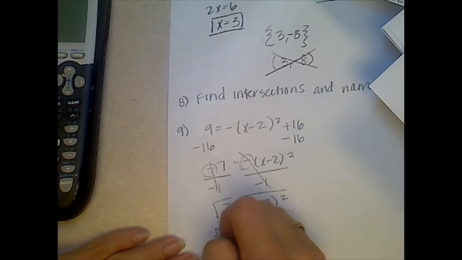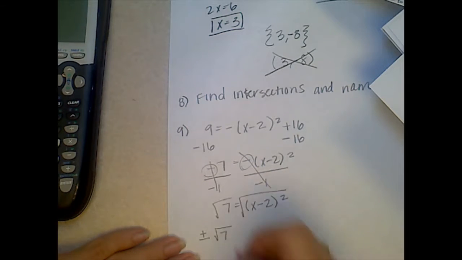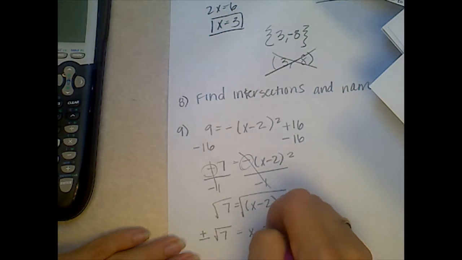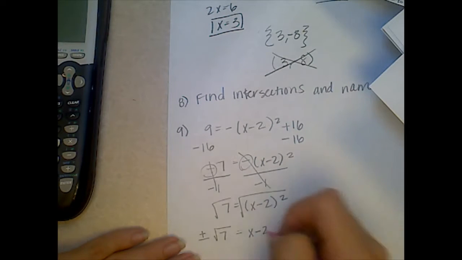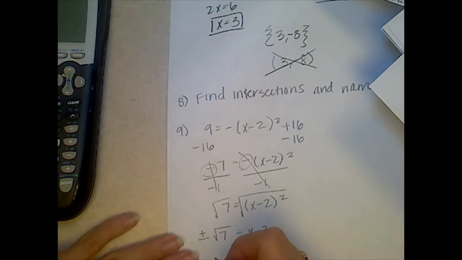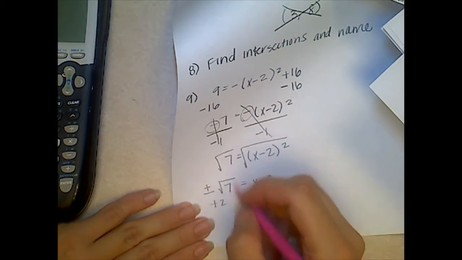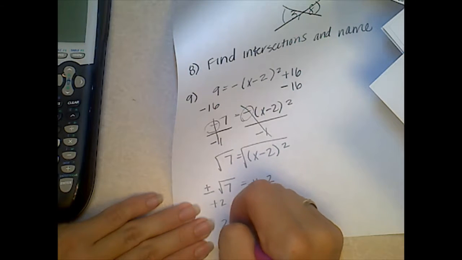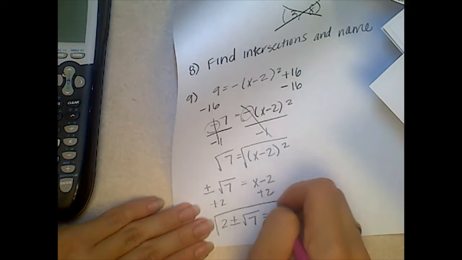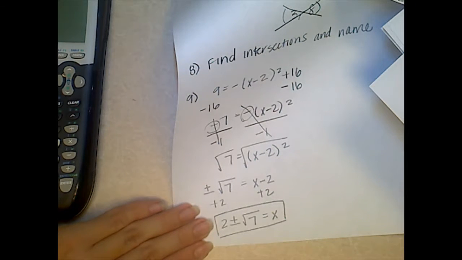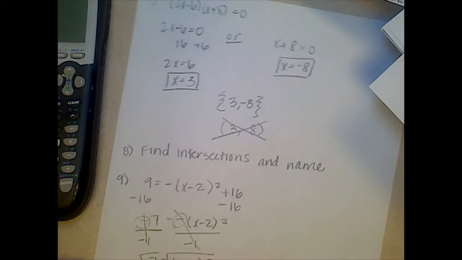And I get the square root of 7 plus or minus that equals x minus 2. Now all I have to do is add 2 to both sides, and I'm out of paper. So I get 2 plus or minus the square root of 7 equals x. And that is all she's looking for.